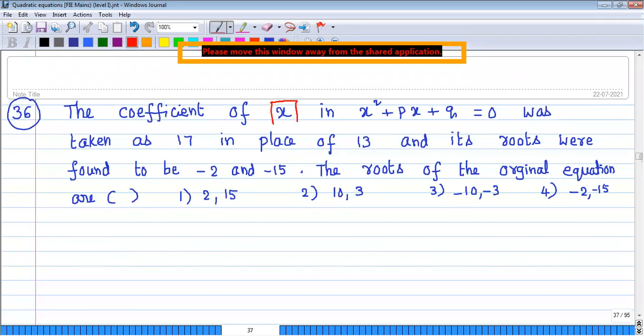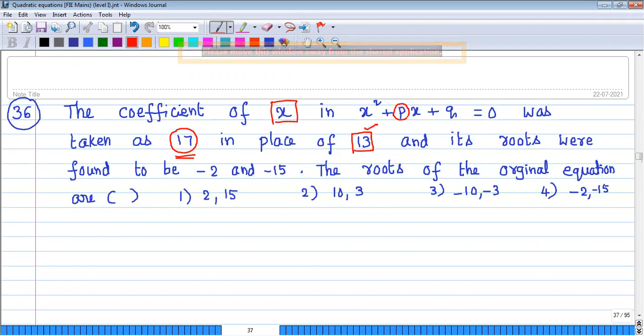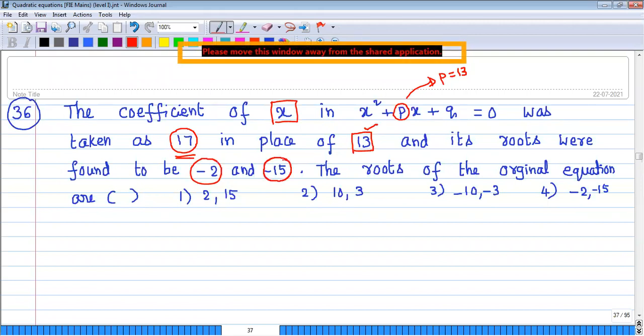The coefficient of x, that means p, was taken 17 in place of 13. That means it is wrong one. 17 is wrong, mistaken. So 13 is correct. That means p value is equal to 13 here. Correct p value is 13. And roots were evaluated. The roots were found to be -2, -15. Since -2, -15, this q is correct only. q is the product of the roots. That q becomes -2 into -15, that will be 30.